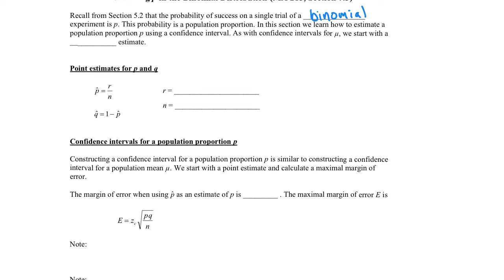As with confidence intervals for mu, we start with a point estimate. So if you remember in 7.1 and 7.2, we were working with confidence intervals for the population mean. Now we're going to switch over to confidence intervals for the population proportion. So point estimates for P and Q. Well, for P hat, which is our point estimate for P, that would be r over n, where r is the number of successes and n is the number of trials.